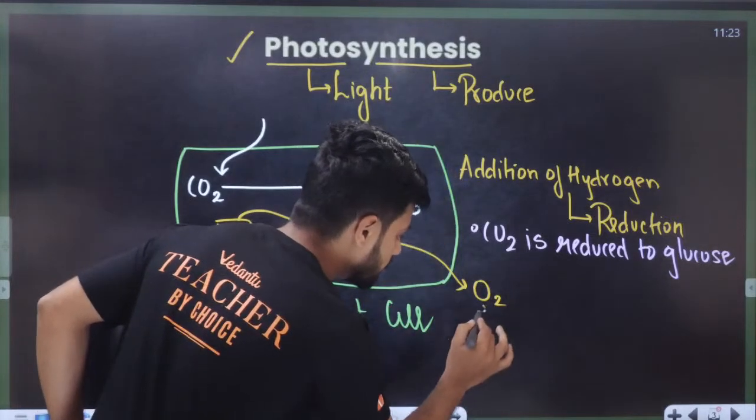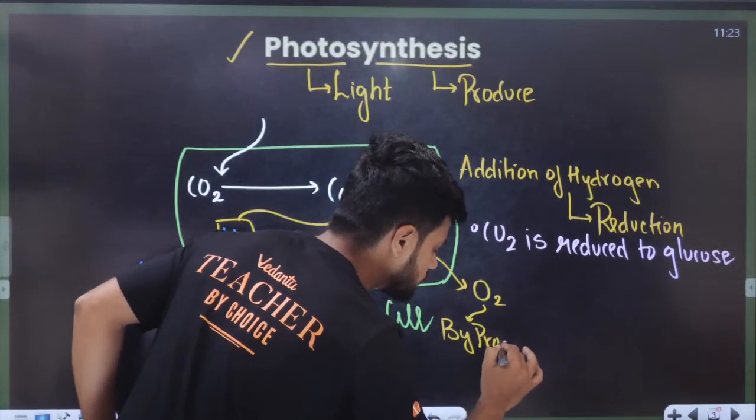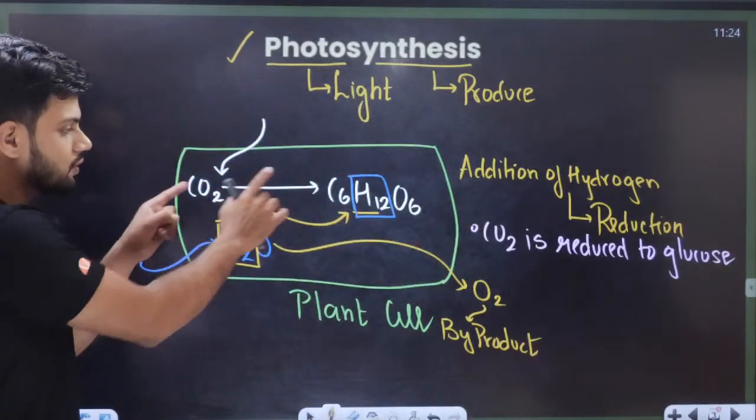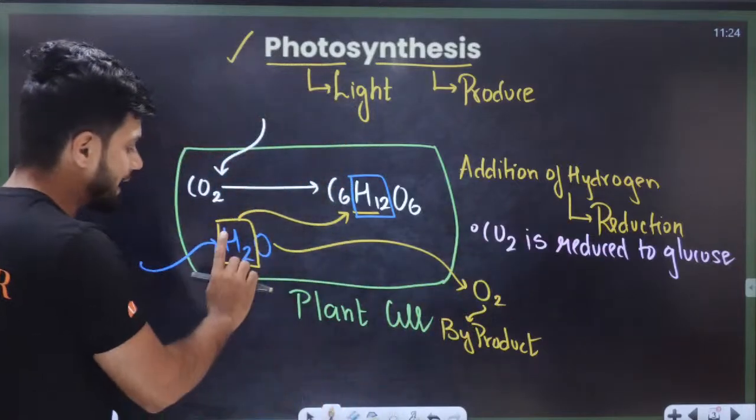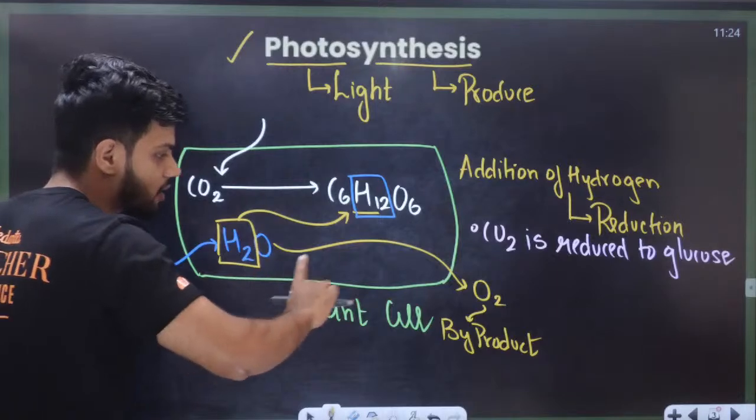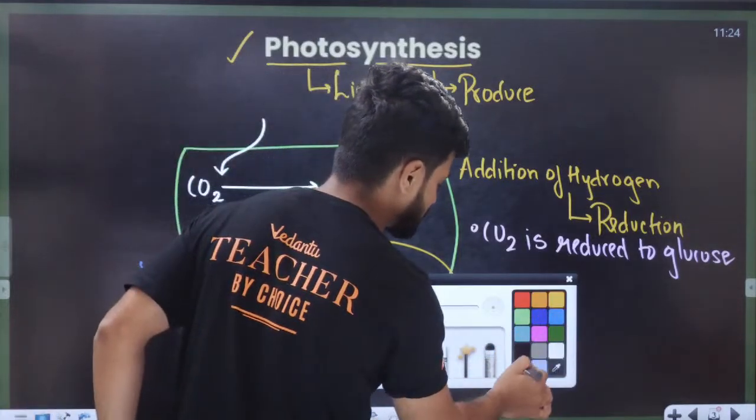As a byproduct. Does it make sense now, all of you? Does the photosynthesis make sense now to all of you? Plants take in CO2, they convert it to glucose. CO2 is reduced to glucose, and water is giving the hydrogen, and oxygen is released as a byproduct here.